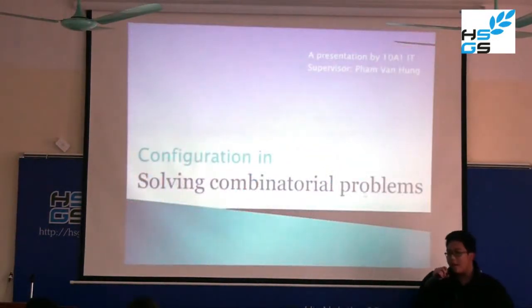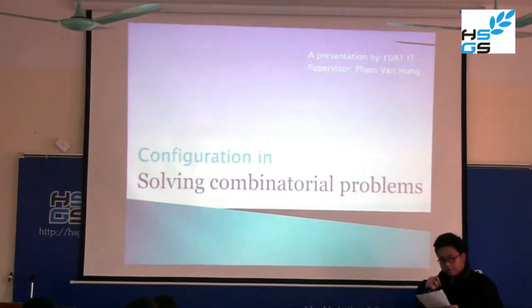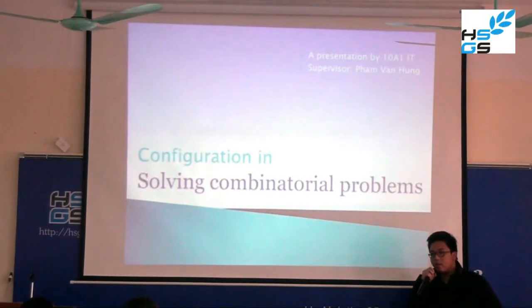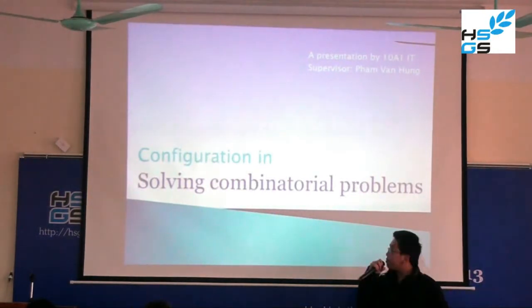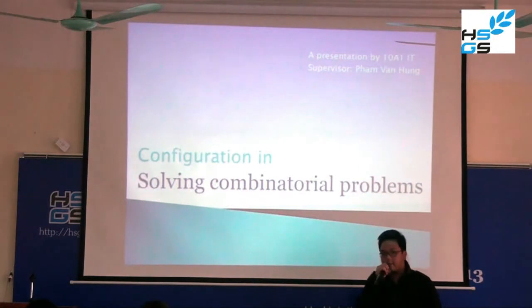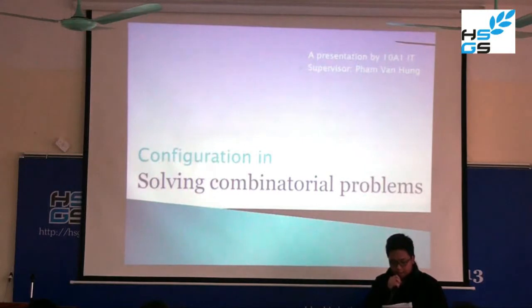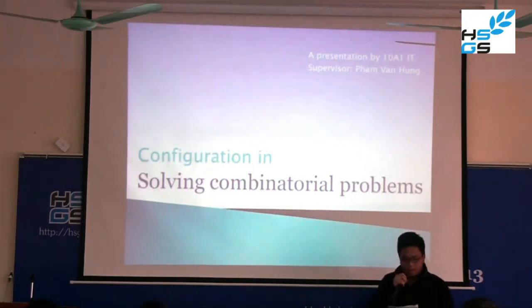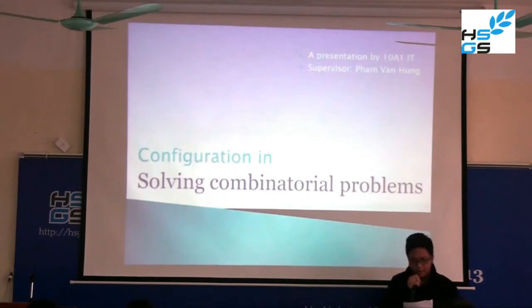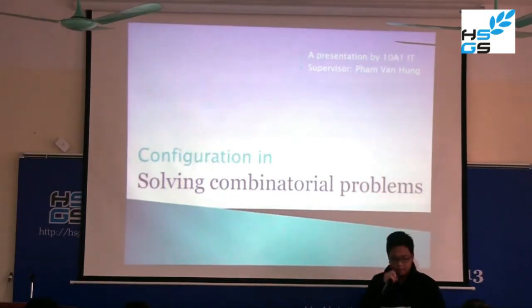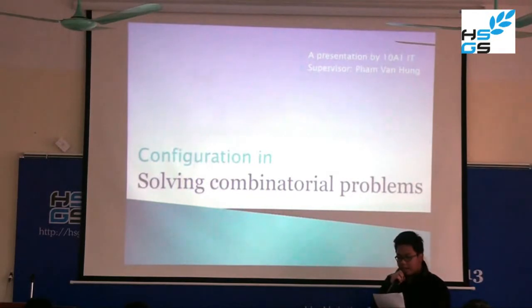Hello everyone. In many competitions like the VMO, the VNST, or the IMO, combinatorial problems play an important part. We can see that finding the configurations in these problems is the key in these international and local competitions. This method has been used widely, as in the IMO 2013, problem number 2. Therefore, we students in 10A1 IT wrote this paper to propose ideas and experience of this method.